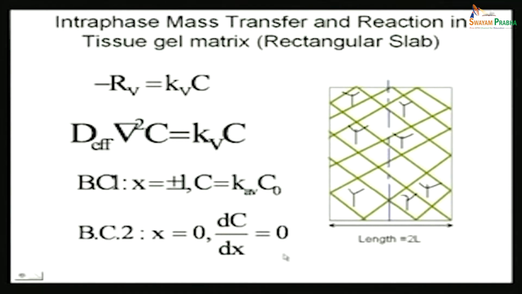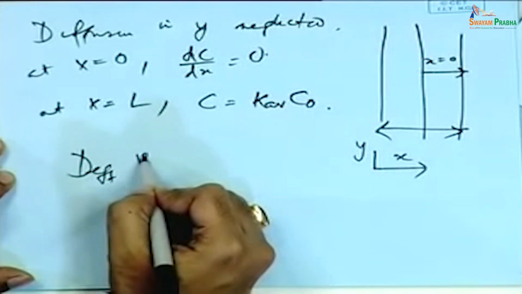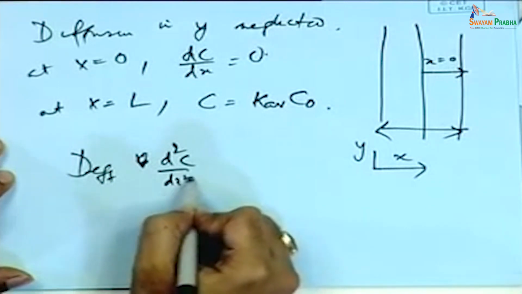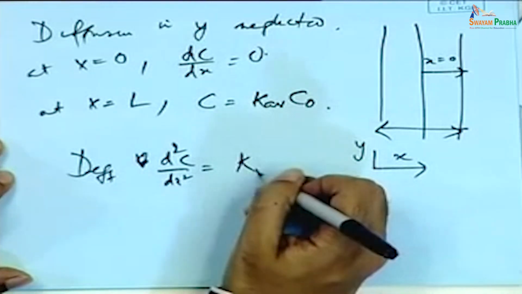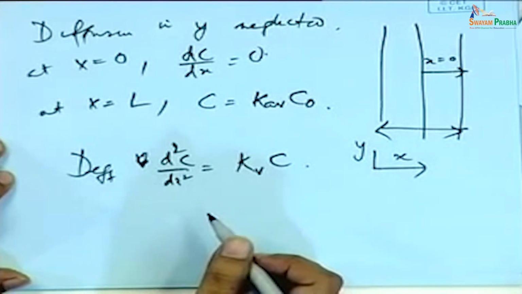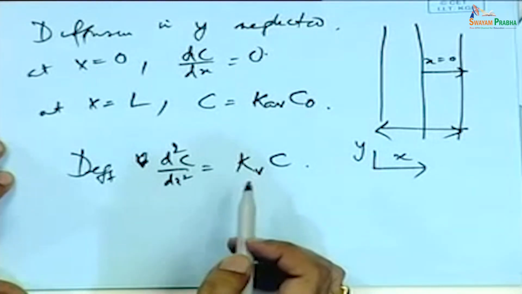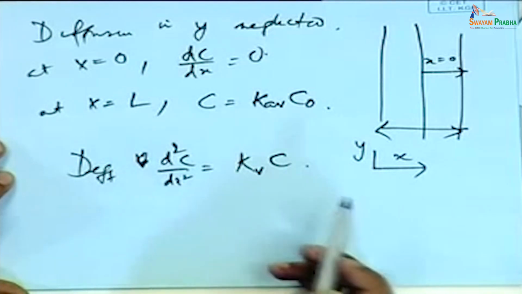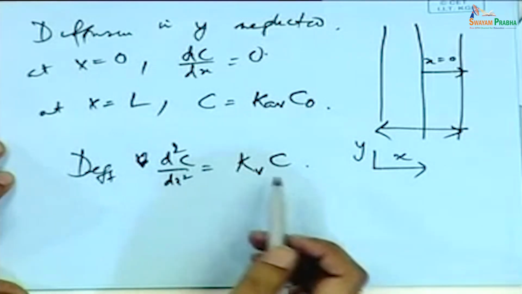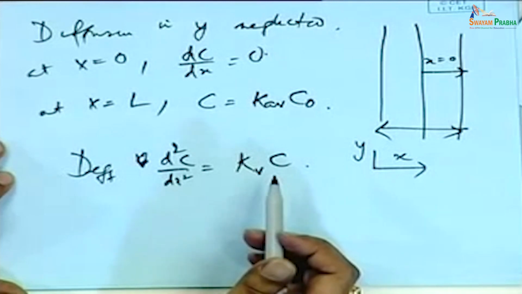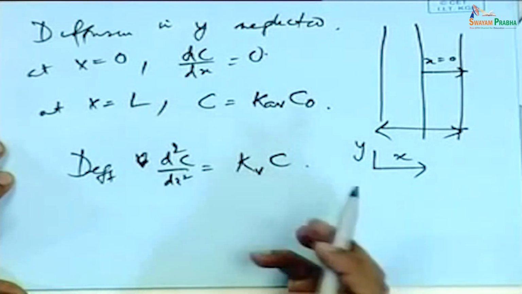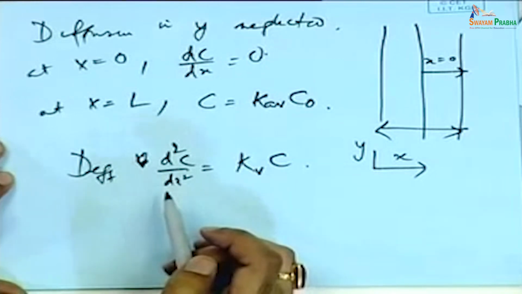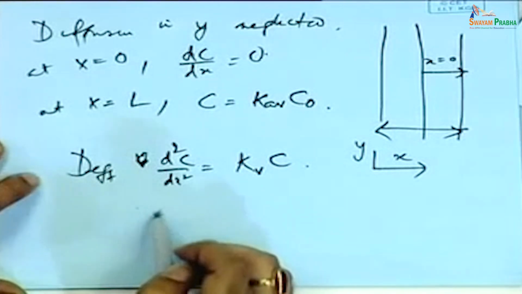So can we go ahead and solve this? Why don't you do that? What would be my Laplacian? Simply D effective times d2C/dx squared equals Kv C. Again, we are going to assume two different limits: the zeroth order and the first order, like we have been doing all through. The zeroth order is very easy because it's simply Kv, and you can just integrate it straight. You've done this umpteen times. For the first order, what's the solution?